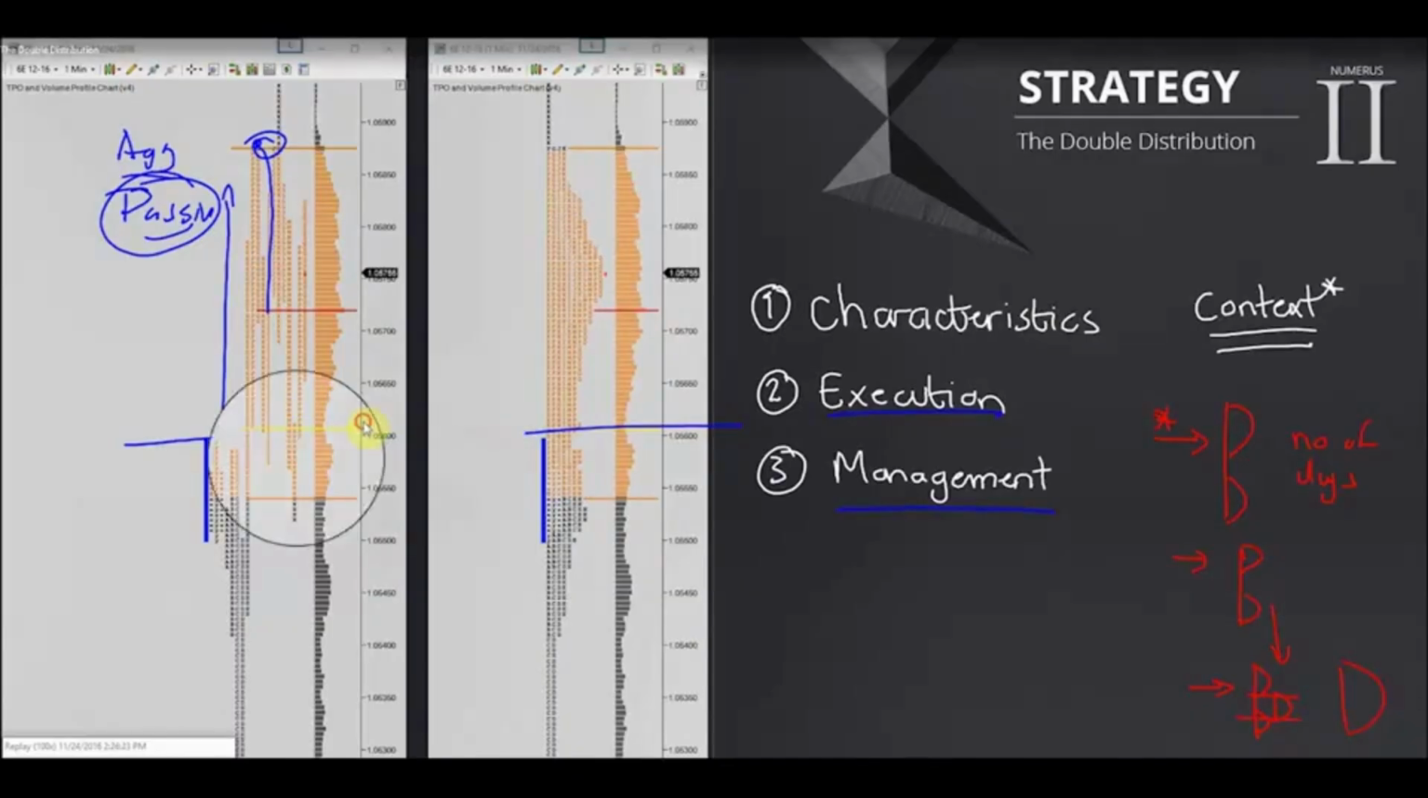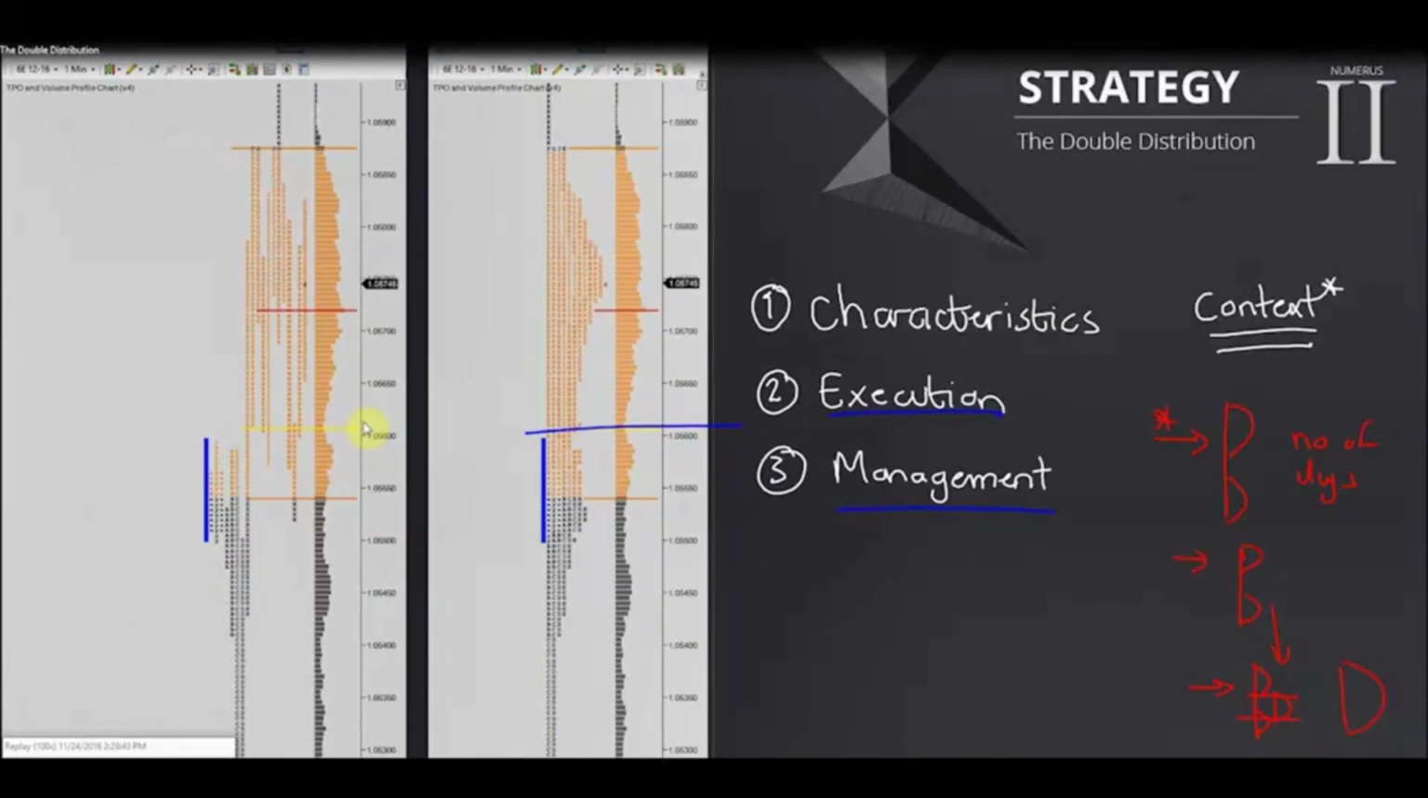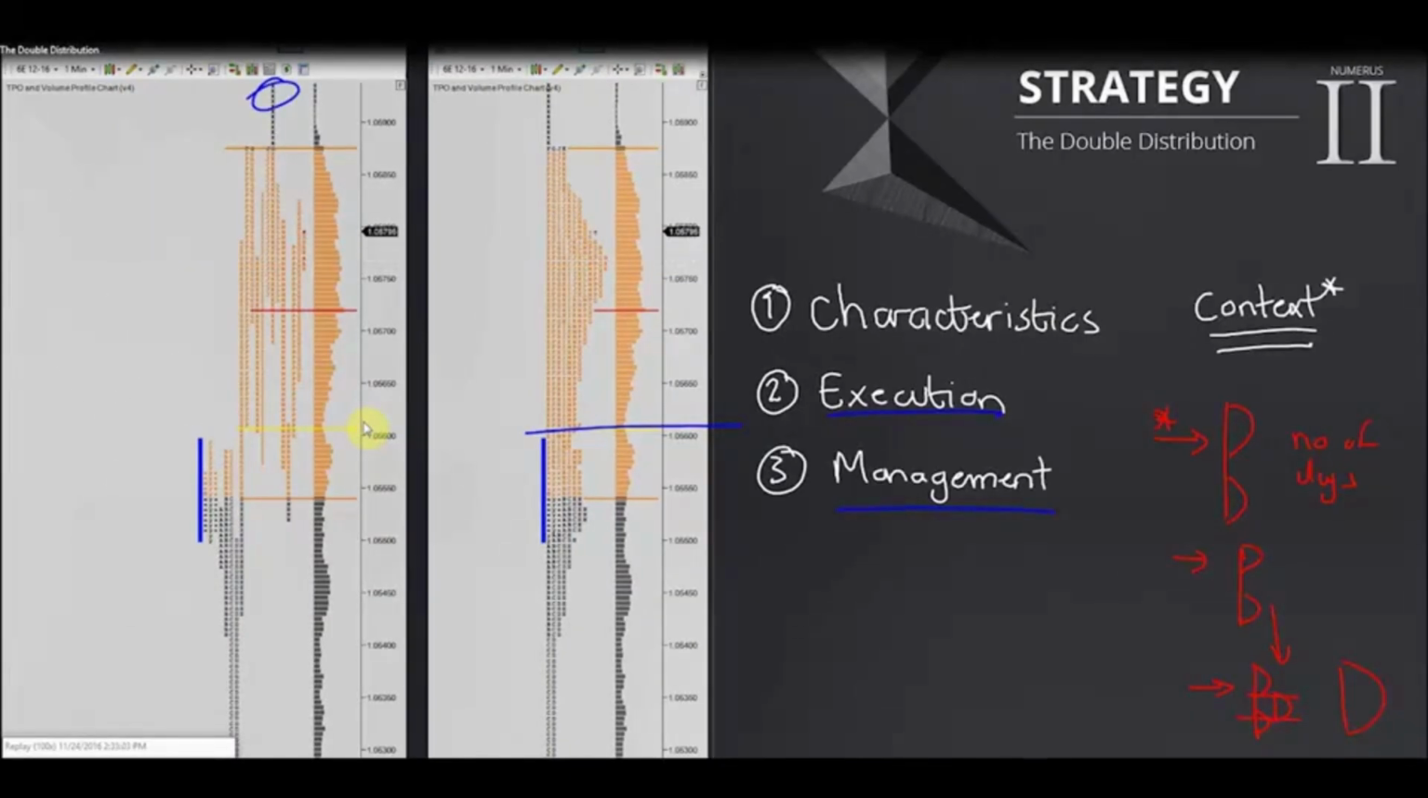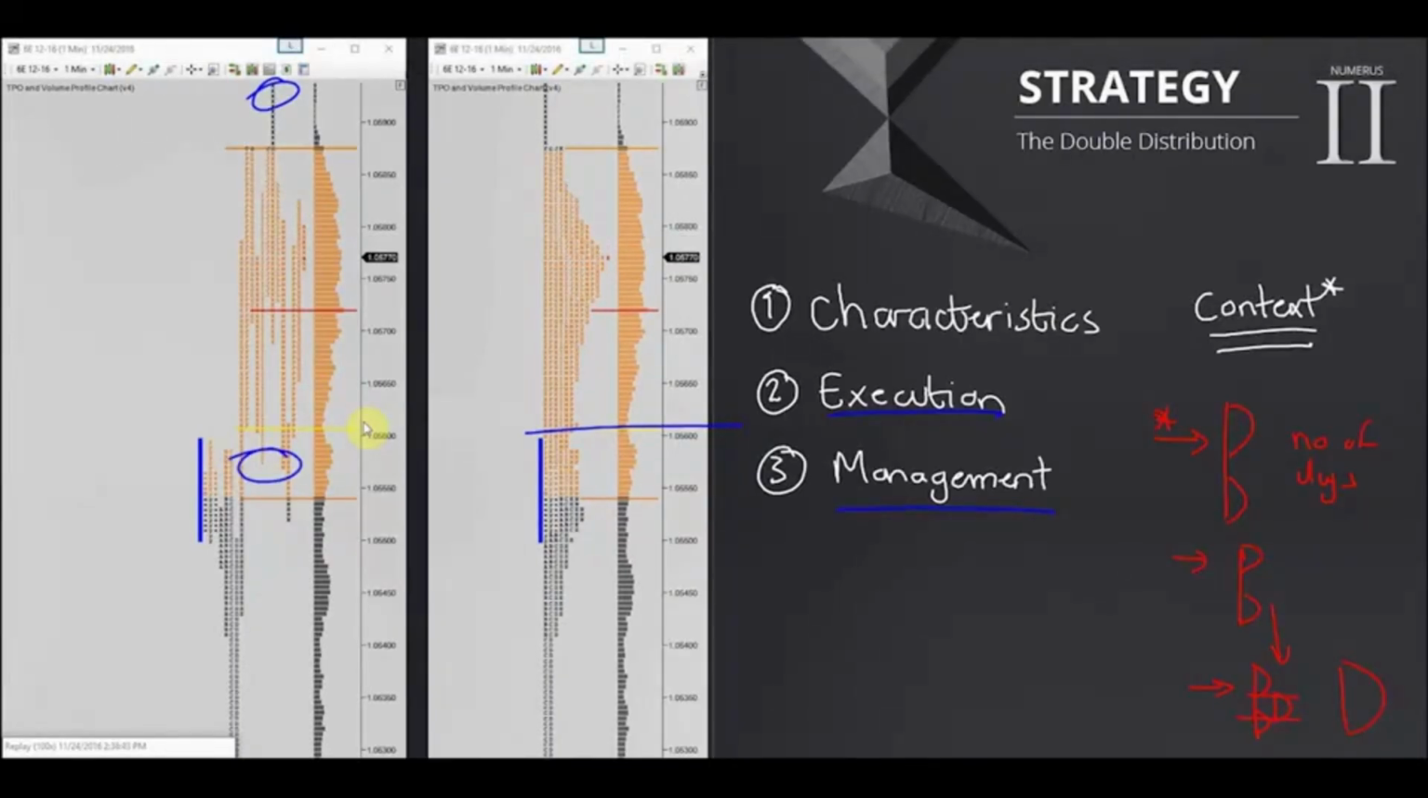Now note, just to finish off, notice how the market, once it's found a high point and it's found a low point, then continues to do what the strategy suggests, which is when we have a double distribution, we fill out and fill in the area.